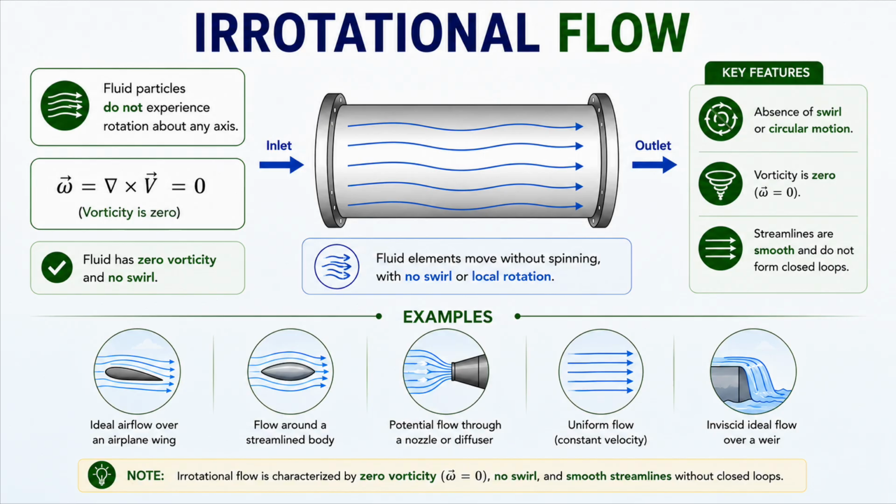Irrotational flow is commonly used in ideal fluid flow analysis and potential flow theory. Common examples include ideal airflow over an aircraft wing, flow around streamlined bodies, flow through nozzles and diffusers, and uniform ideal flows.